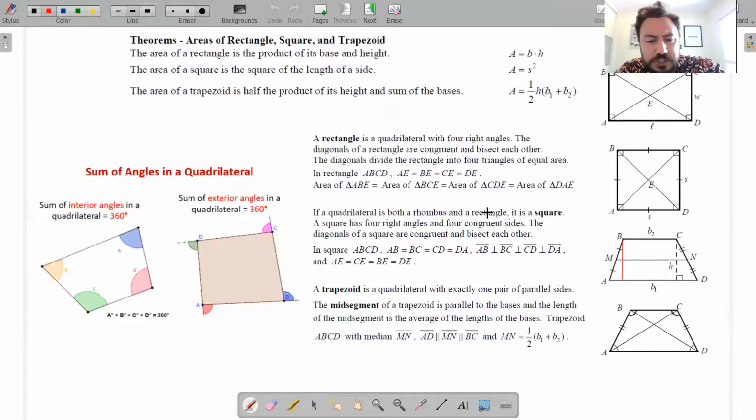On this recognition, remember that when we draw diagonals in our rectangles, each segment of the diagonal will be equal to each other. So AE is going to be equal to BE, that is going to be equal to CE, that is going to be equal to DE. That will also make it easy to find the area of each of these triangles. The area of AED will be equal to the area of BEC, BEA will be equal to the area of CED, and so on.